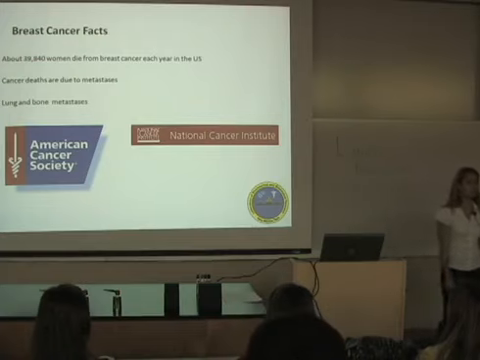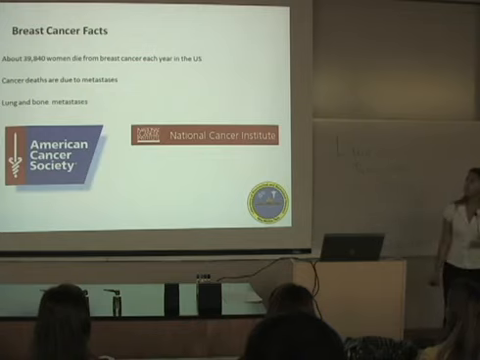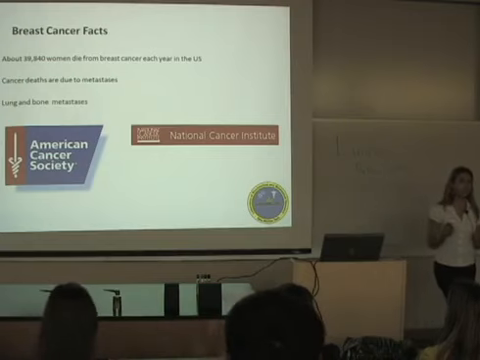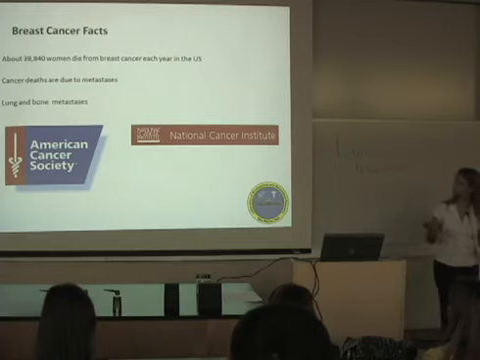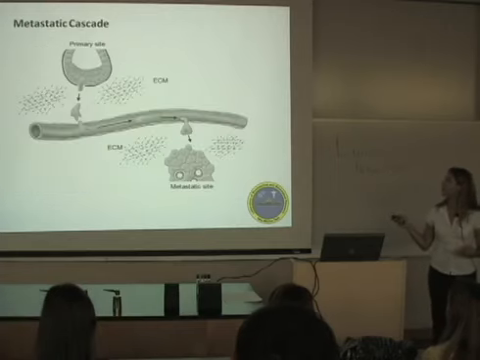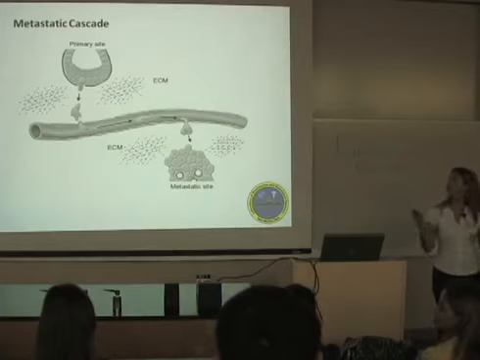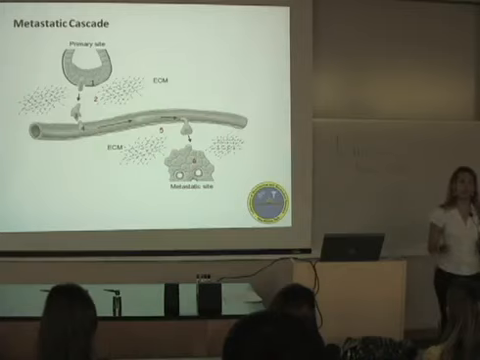Some metastatic sites of breast cancer are the lungs and the bones. As you can tell, our main interest is the spread of these cancerous cells to distant organs, or metastasis. With this slide, I want to show you the process of the metastatic cascade. As you can see, this process consists of several different steps.